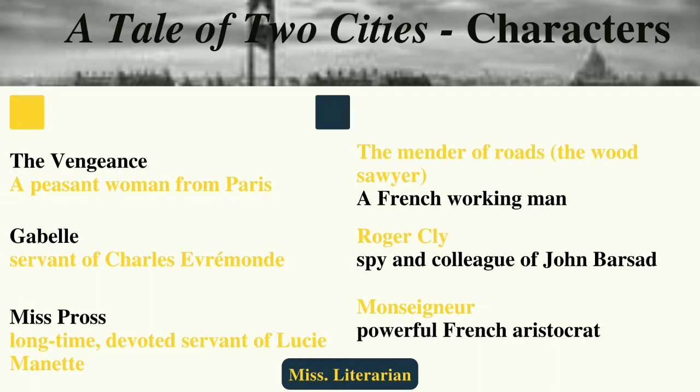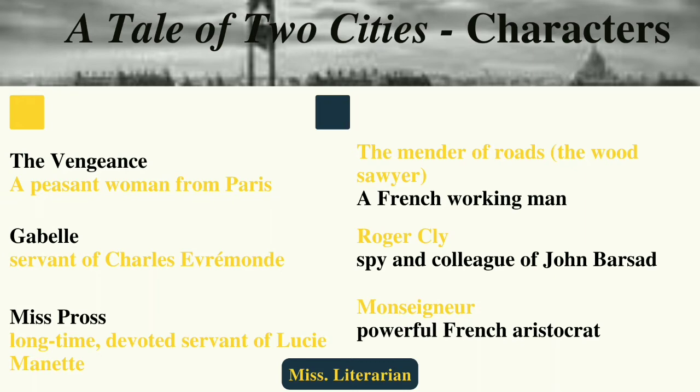of the revolution. Gabelle is a servant of Charles Evrémonde who carries out Charles' secret charities. Roger Cly is a spy and colleague of John Barsad who faked his death to escape prosecution. Miss Pross is a long-time devoted servant of Lucie Manette. She is the sister of Solomon Pross. She hates French people. Monseigneur is a powerful French aristocrat.